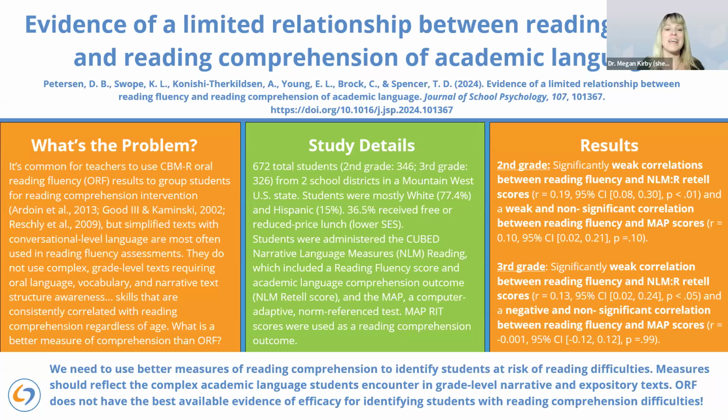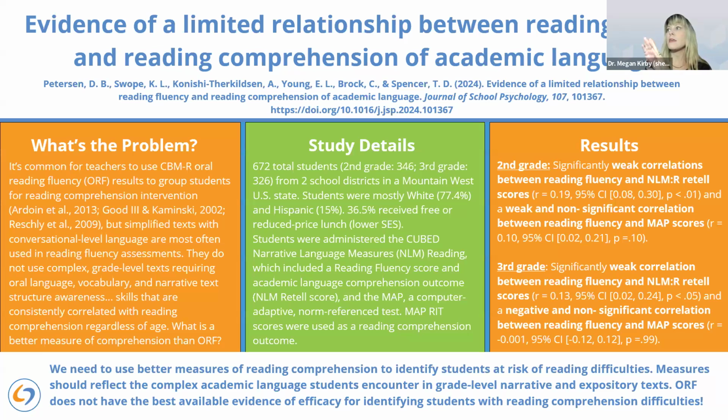The researchers wanted to look at the correlation between reading fluency and reading comprehension, using really good measures of reading comprehension outcomes. They used the MAP, which is a common assessment. The RIT scores were used as the reading comprehension outcome. They also used the CUBED, the Narrative Language Measures Reading. So the students read the passage, the researchers timed them for a minute, and were able to get reading fluency outcomes. And that's what we used as the comparison.